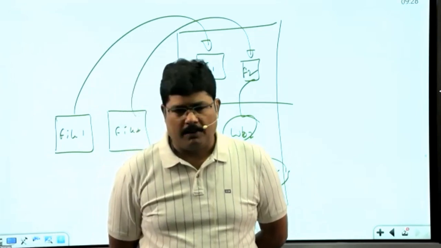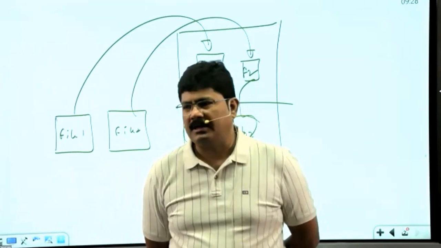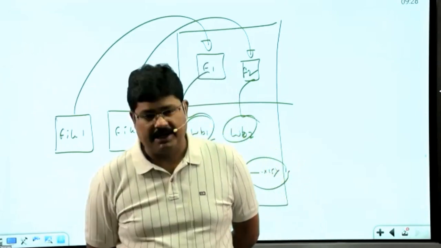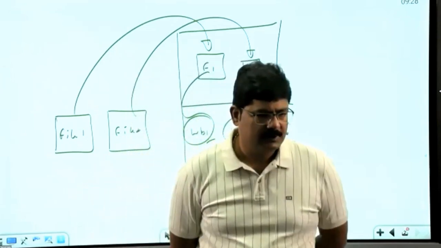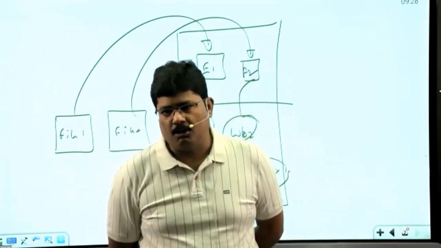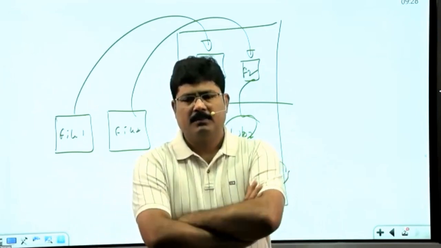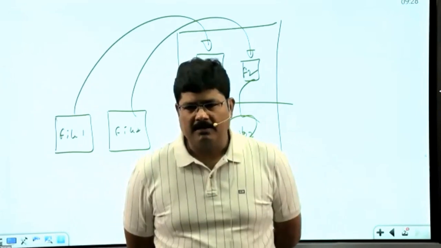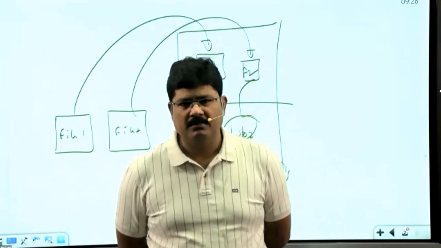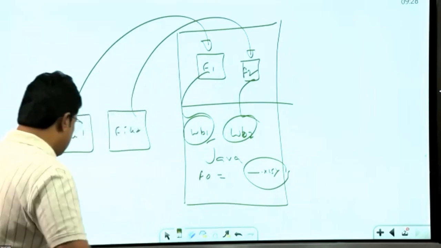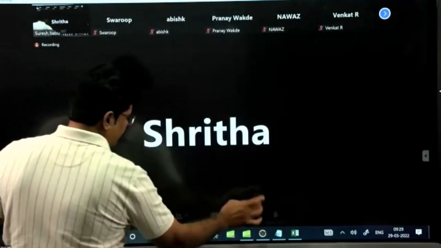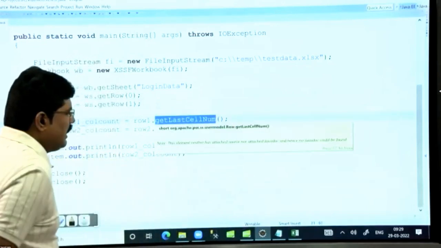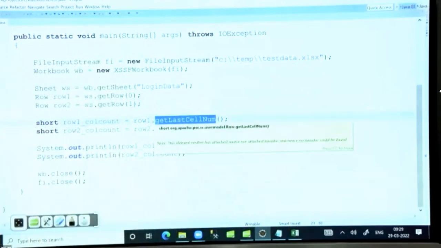Apache POI Row class provided, Row is an interface, nothing but a superclass. Apache POI Row class provides a method. What is the method name? getLastCellNum.